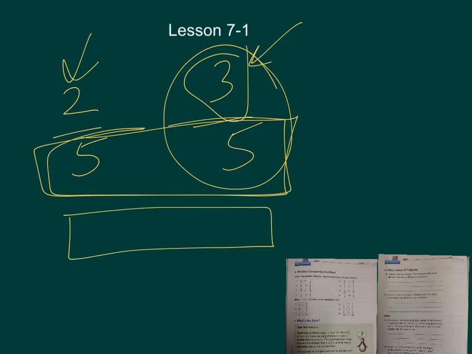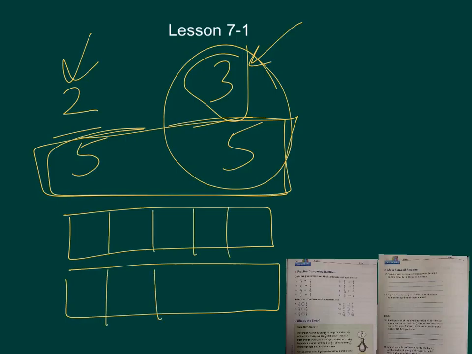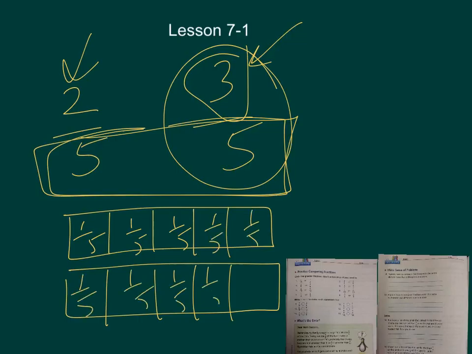If I were to break a candy bar into 5 pieces, and here is 1/5, 1/5, 1/5, 1/5, 1/5. Here, 1/5, 1/5, 1/5, 1/5, 1/5. It's telling you it's 5/5 on each. It's a whole candy bar on each.